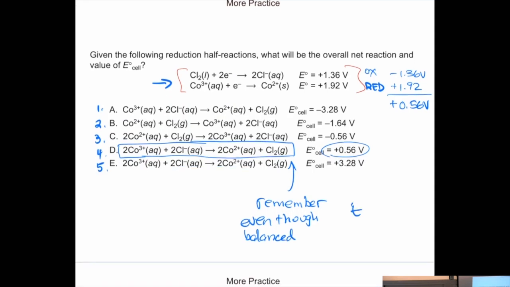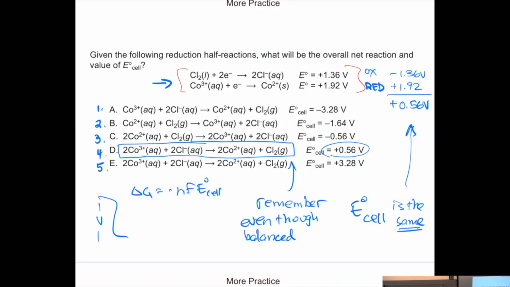E naught of the cell stays the same. Because remember, that's the voltage drop, right? The voltage potential doesn't change. It's what we call an intensive property of the cell. Its value stays the same regardless of what you're doing. What affects the work that you can get out of it, that's the charge, delta G, that's going to be based on the flow of electrons. Delta G is equal to nFE naught of the cell.